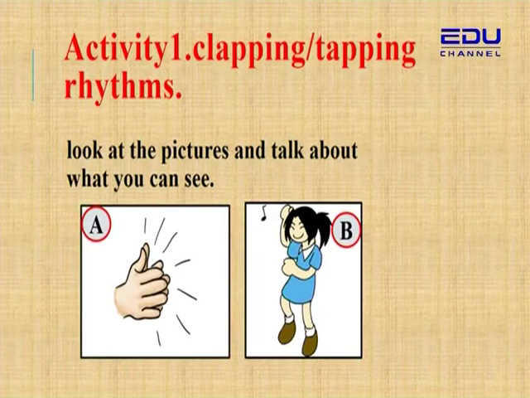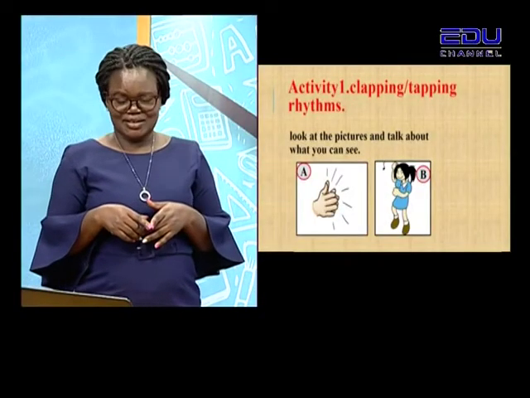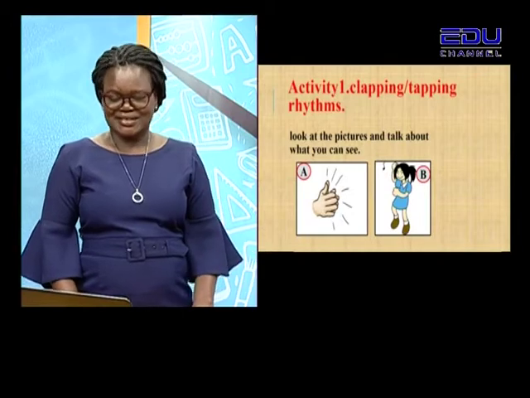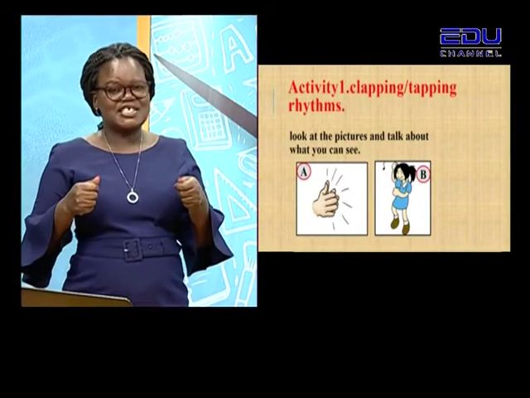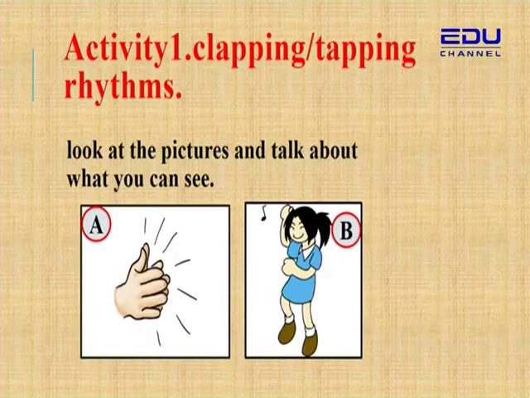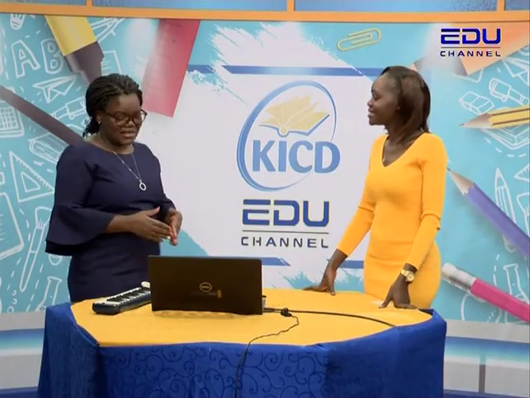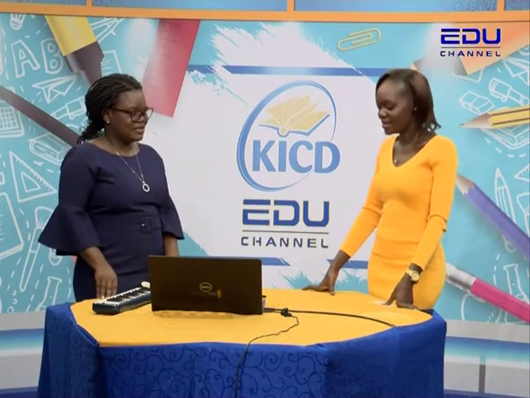I can see a young girl stamping her feet or tapping using her leg. Yes. And you can see a musical sign there. Oh, yes. There's a very small musical sign there. Which means she is enjoying music. So, Lana, the two pictures are talking about clapping and tapping. And so, the girl is tapping with the feet. So, you are very right. So, you are going to do exactly what you are seeing in the picture.